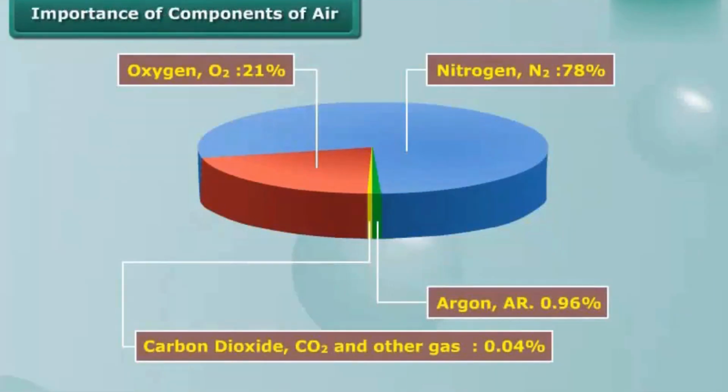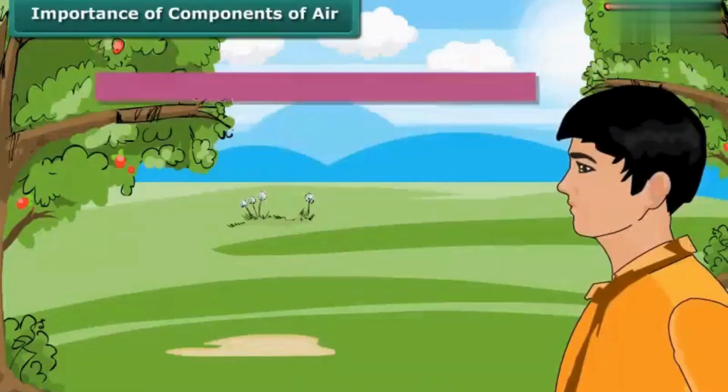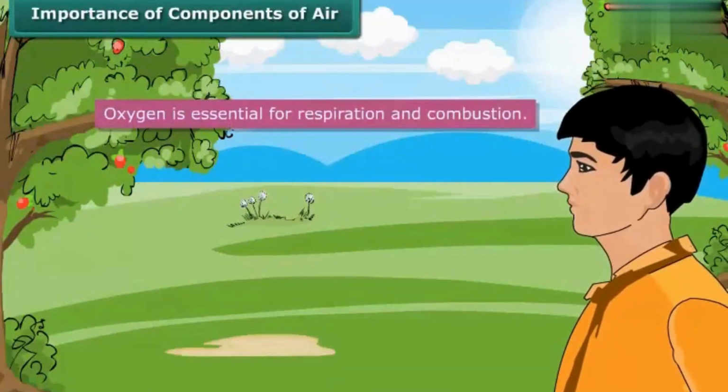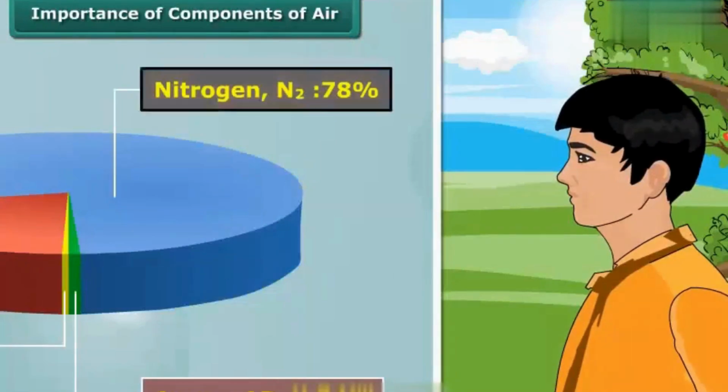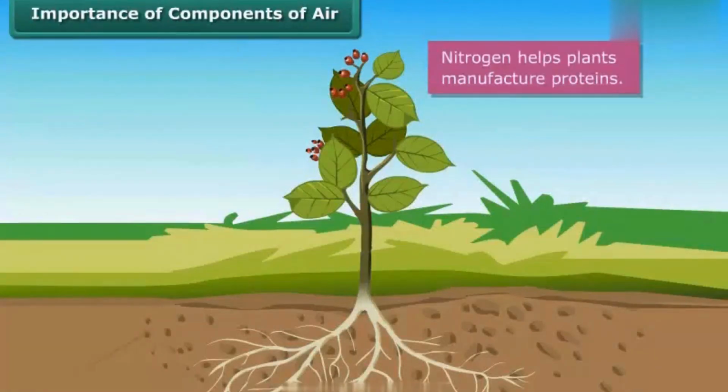Every component of air is important and has a role to play. Oxygen is essential for respiration and therefore for the survival of all life forms. It supports combustion and is required in the process of burning. Nitrogen is present in proteins, which are vital for living beings. It helps plants manufacture their proteins. It does not support combustion.